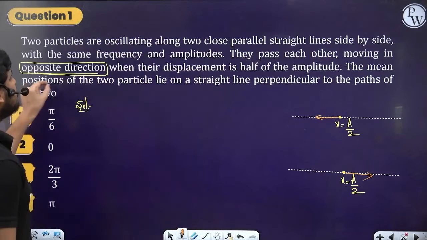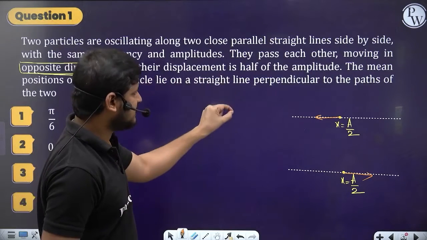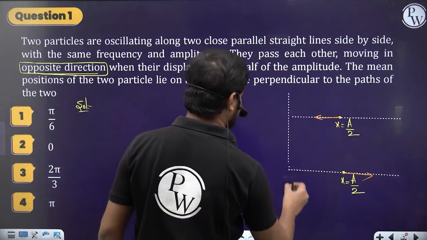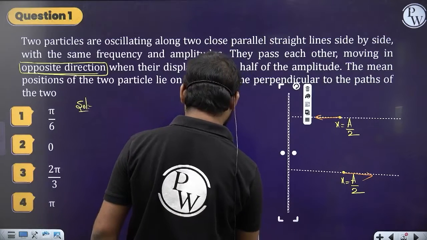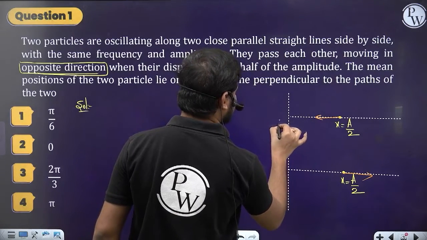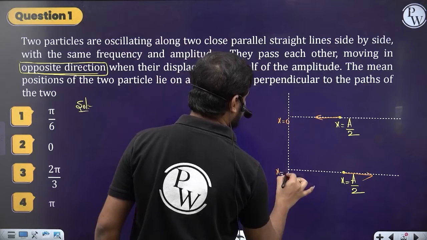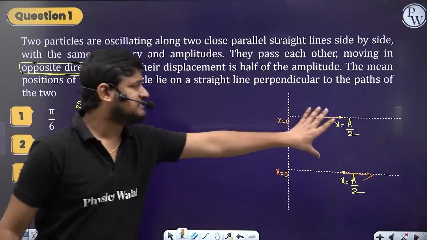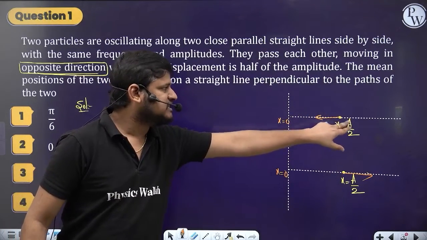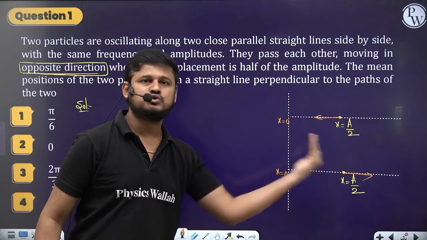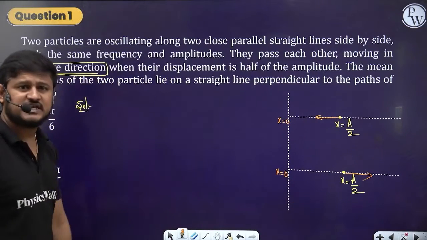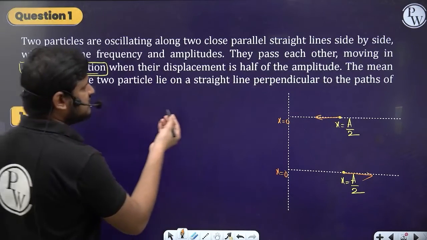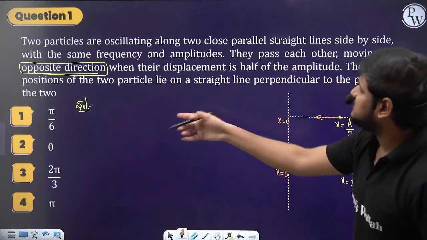Chal. The mean positions of the two particles lie on a straight line perpendicular to the paths of the two. The mean position lies somewhere around here, perpendicular to the paths. Let this be the mean position of this one and let this be the mean position of the other. One particle is coming from there and another particle is going from here. So exactly at x equals a by 2, they are facing opposite to each other. The concept is clear. Now, what we have to find is the phase difference.